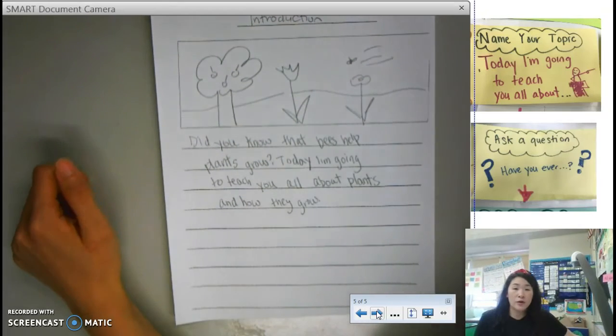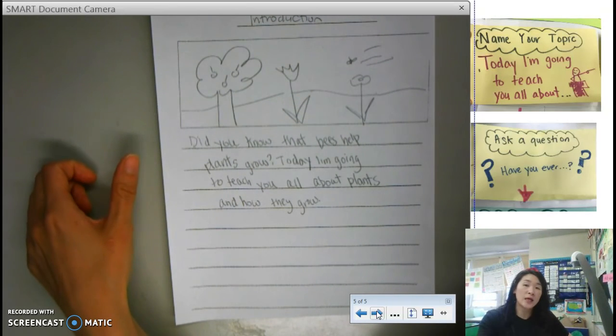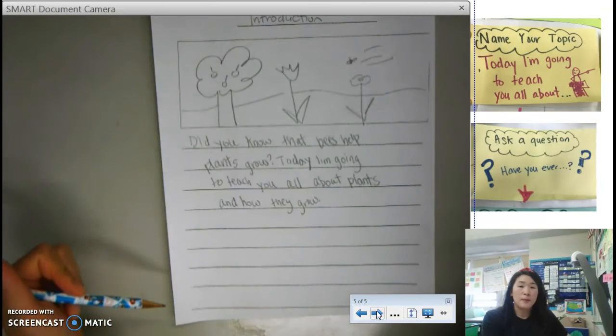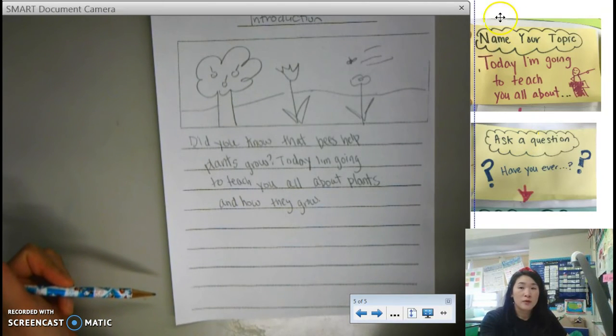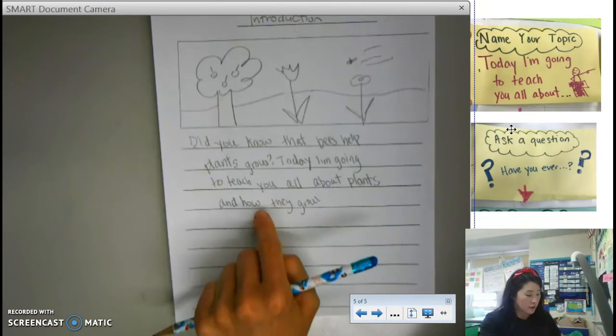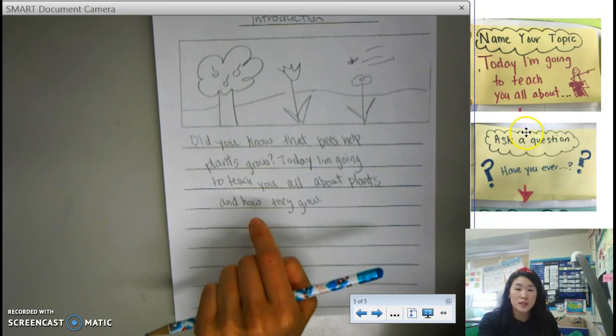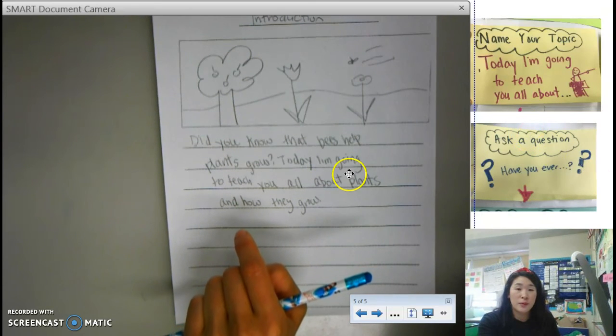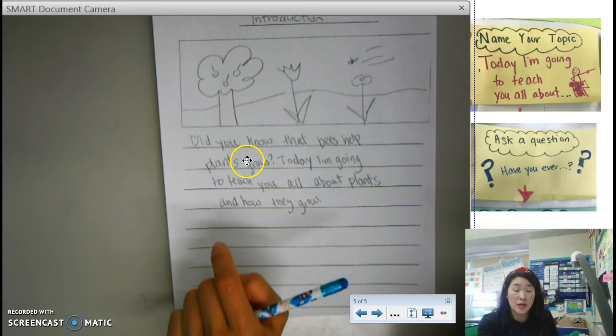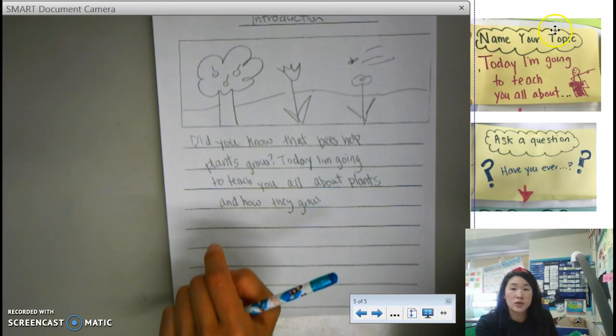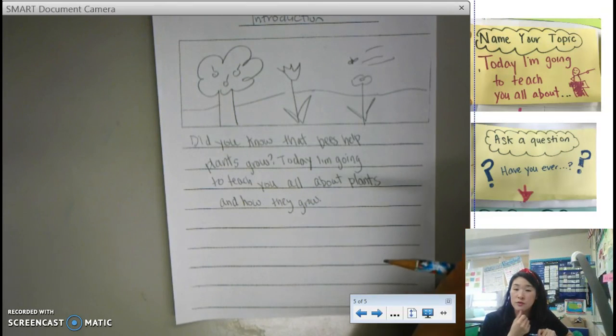So now we have our three, I'm just going to review quickly the three ways that we can make an introduction. The first one, just naming our topic, which I tried over here. Today I'm going to teach you all about plants and how they grow. We can ask a question, and we can share a fun fact. And remember, I shared a fun fact here. Did you know that bees help plants grow? If you use one of these strategies, naming your topic, asking a question, sharing a fun fact, it's going to make your readers much more interested in your writing. So I suggest you try one of them, and if you want to challenge yourself, maybe two or even three.